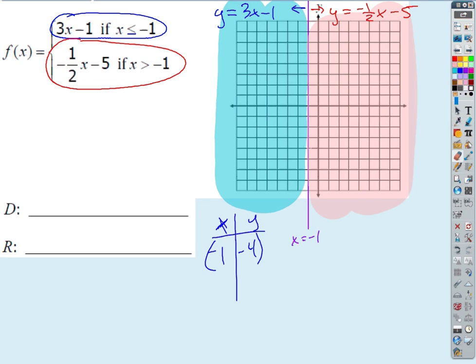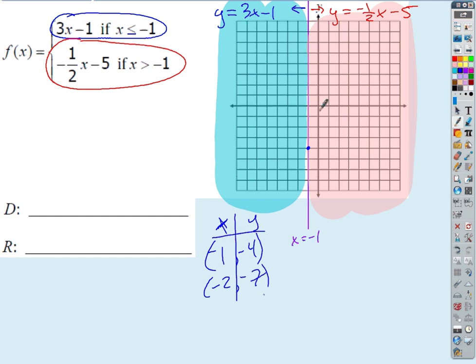There. Okay, so we got a point there. And then we need another one. So let's pick another x value that's in the blue domain. -2. Okay, so if I plug in -2 times 3 is -6, -7.